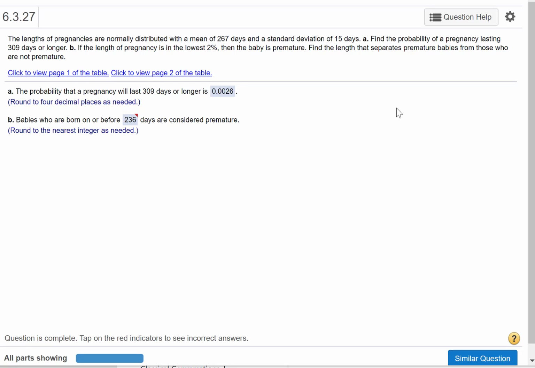Okay, for this one, the lengths of pregnancies are normally distributed with a mean of 267 and a standard deviation of 15. Part A: find the probability of a pregnancy lasting 309 days or longer. Part B: if the length of pregnancy is in the lowest 2%, then the baby is premature. Find the length that separates premature babies from those who are not premature. Again, let's always draw these out.